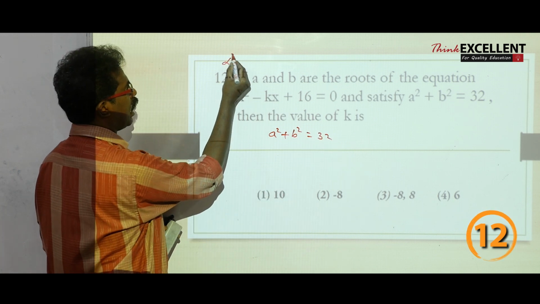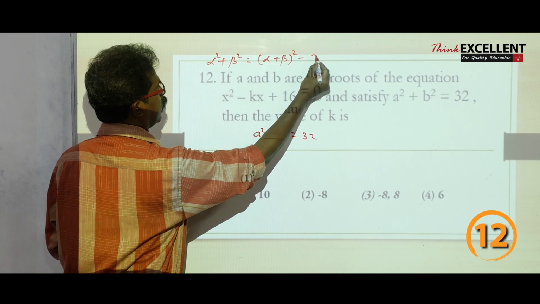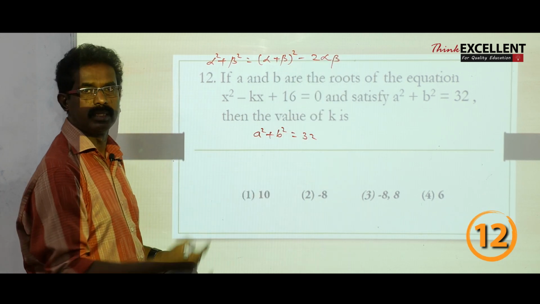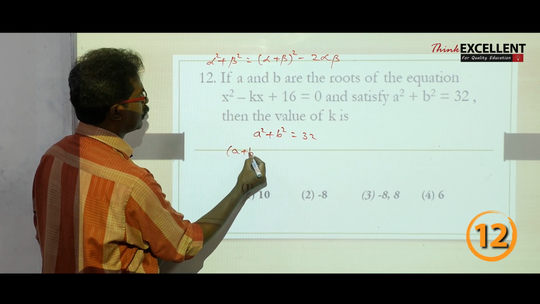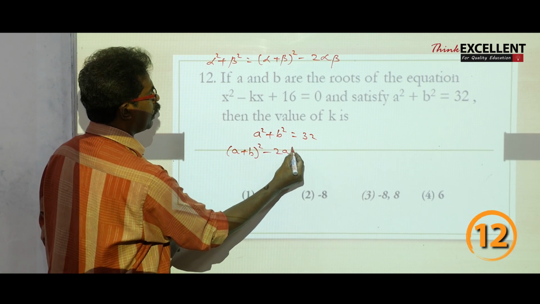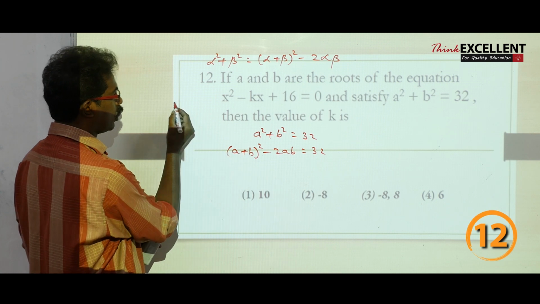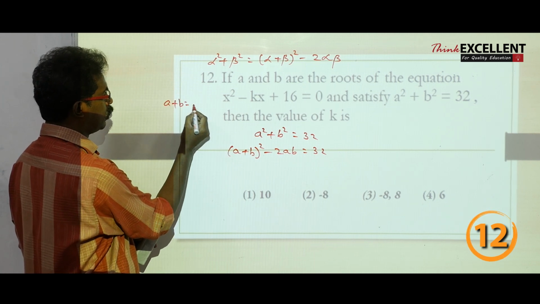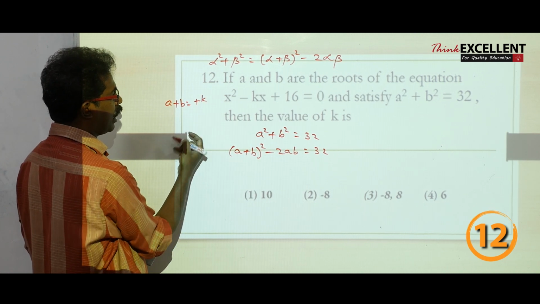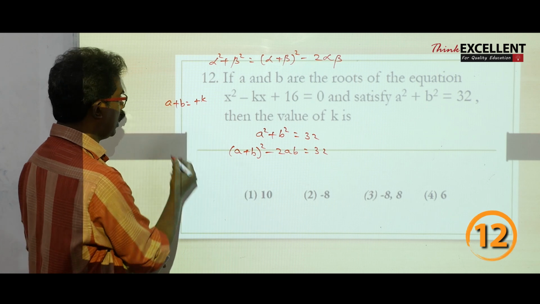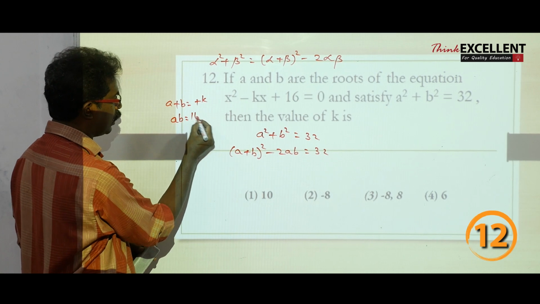We know a formula: alpha square plus beta square is alpha plus beta the whole square minus 2 alpha beta. Instead of alpha and beta, we have a and b. So, a square plus b square you can write as a plus b the whole square minus 2ab equal to 32. Alpha plus beta is minus b by a. So, you can find first, a plus b is equal to minus b by a. So, minus of minus k, it is plus k by 1. So, a plus b is k and a into b, the product, is equal to c by a. C by a means 16 by 1, it is 16.